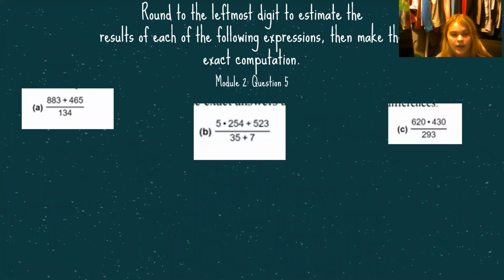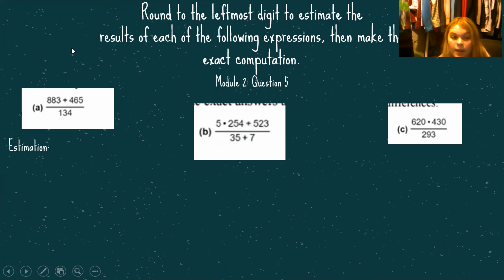So for question 5, it is asking us to do estimation. Round to the leftmost digit to estimate the results of each of the following expressions. Then make the exact computation. So for our first estimation, we are going to round higher if it is above 5, and we are going to round down if it is below 5. So 883 is well above 850, so we are going to round that to 900.